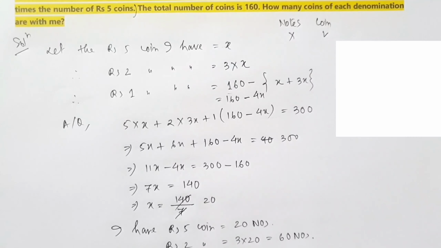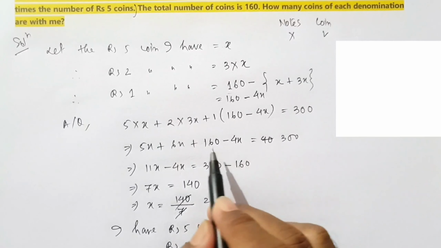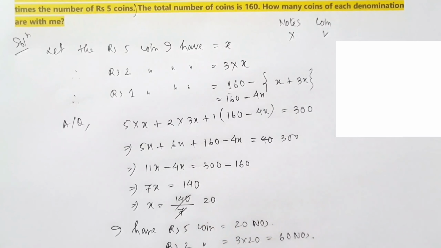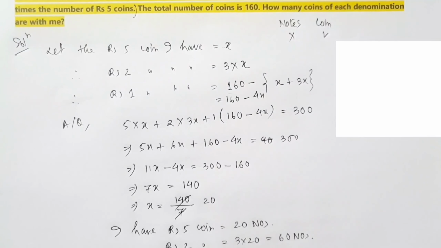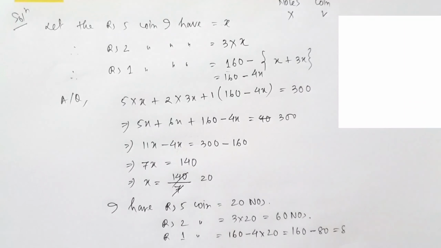and rupees 1 coin I have, as you see, 160 minus 4x. It means that 160 minus 4 into the value of x, which is 20, means 160 minus 4 into 20 is 80. It means that I have rupees 1 coin, 80 numbers. So here is the solution.